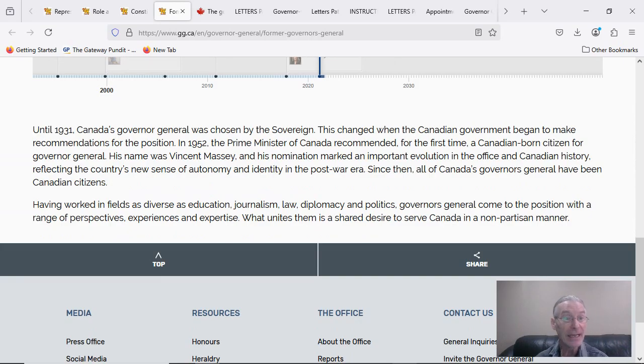Until 1931, Canada's Governor General was chosen by the sovereign. This changed when the Canadian government began to make recommendations for the position. So the Governor General wasn't chosen by the sovereign, it was chosen by the Crown and Chancellery. And changes by the Canadian government, the Statute of Westminster dissolved the Canadian government, which was based on deliberate deception and fraud in the first place, which I've shown you in previous videos.